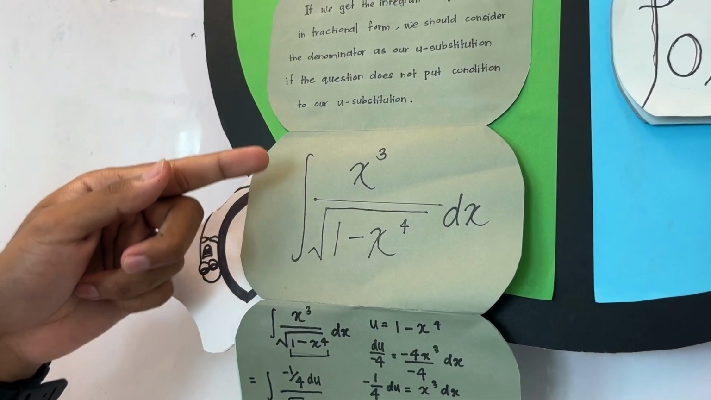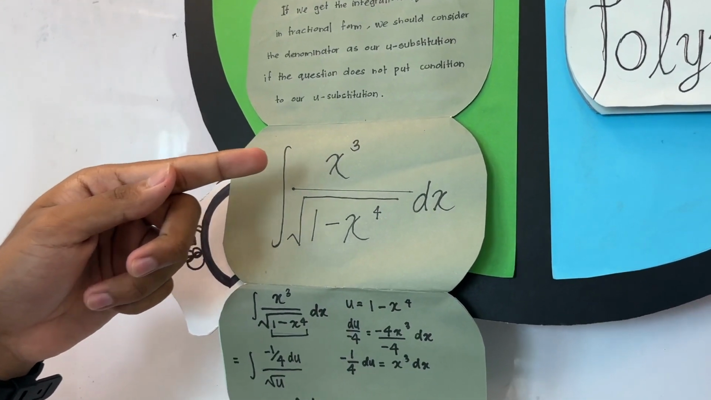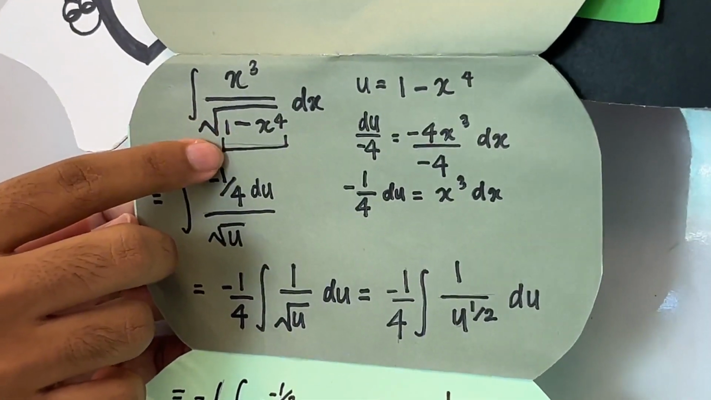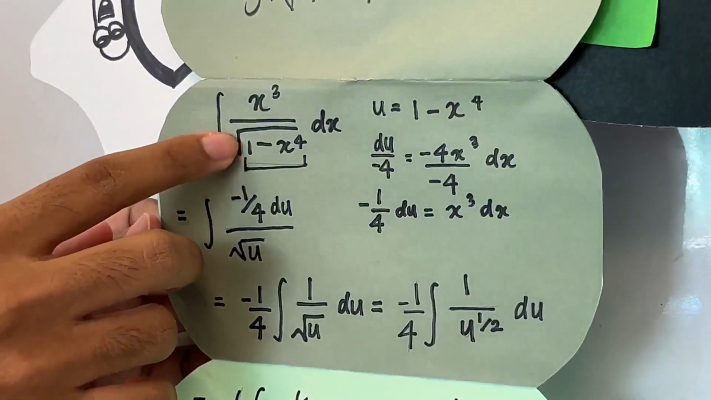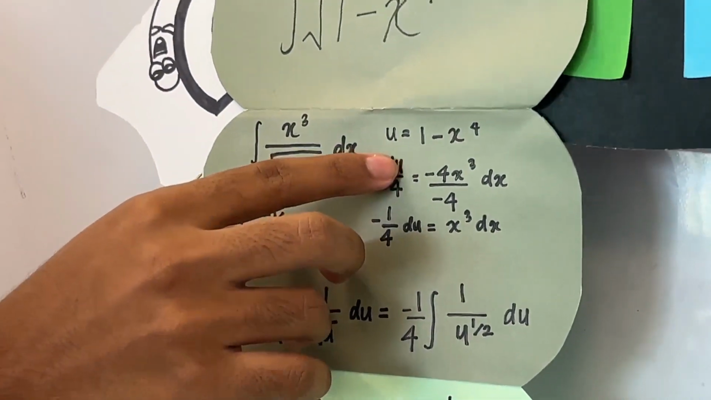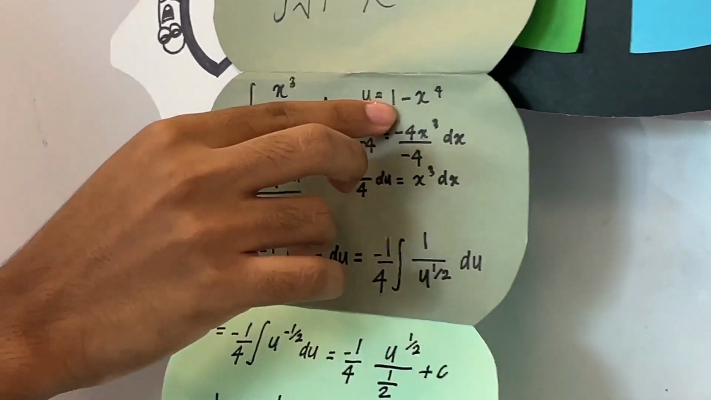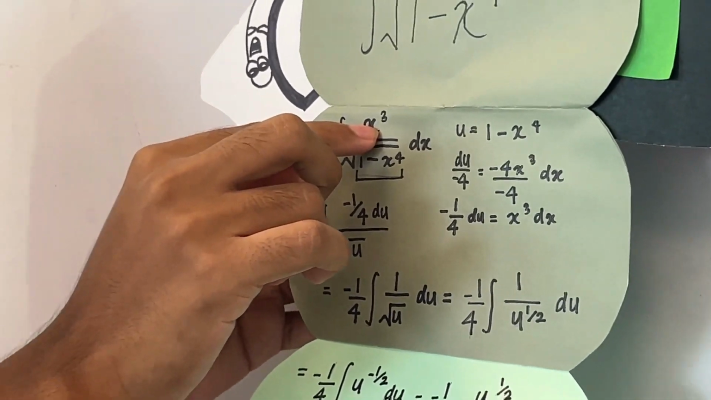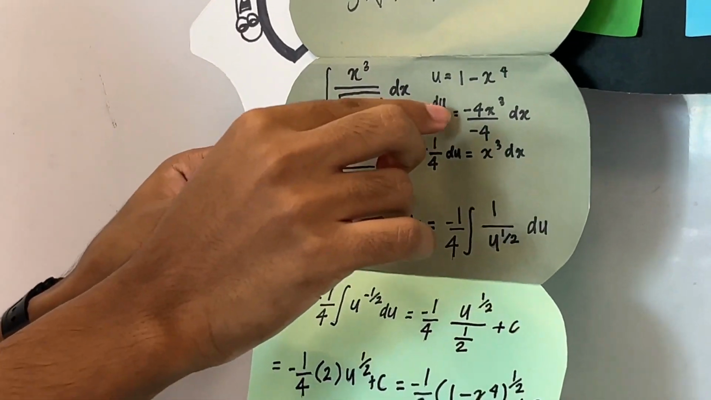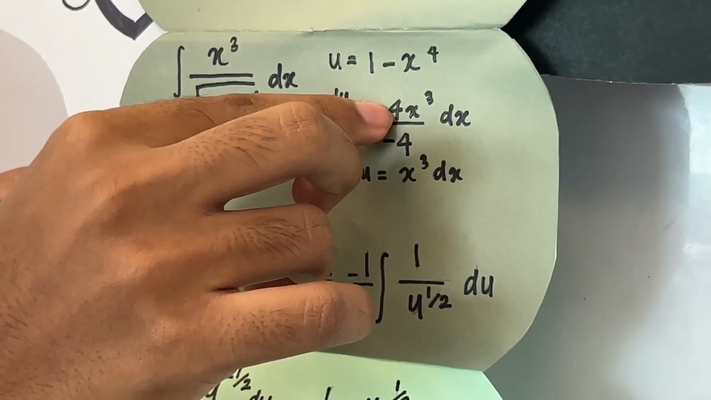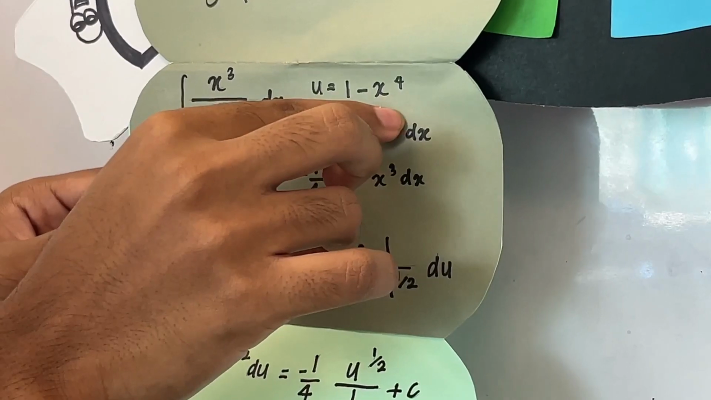So what we have here is integrate x to the power of 3 over square root of 1 minus x to the power of 4 dx. So first of all, we need to determine our u substitution, which is the denominator. So we need to take this expression as our u substitution. Next, we need to differentiate our equation to make it similar to this x to the power of 3, so we can substitute the value. So first, we differentiate and we get negative 4x to the power of 3.